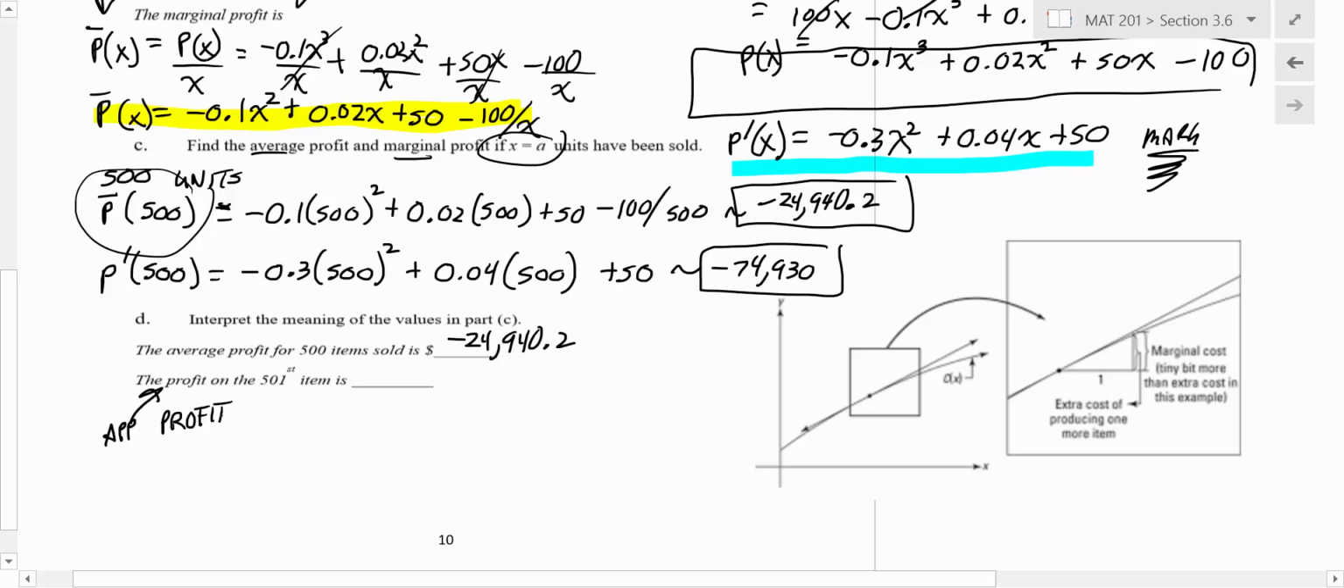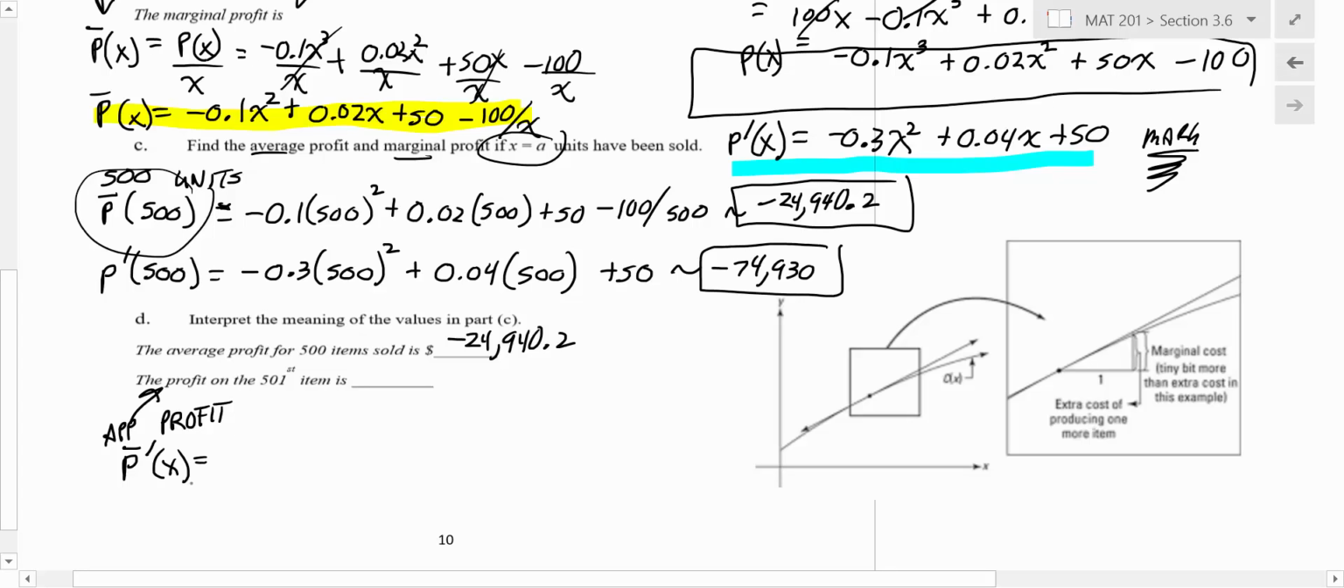Well, then what you've got to do is this. We would have to differentiate our average profit, and then evaluate that at 501. What we're going to do is P bar prime of x. So that's our P bar, and then we're going to evaluate that at 501. Okay, so here's the idea.